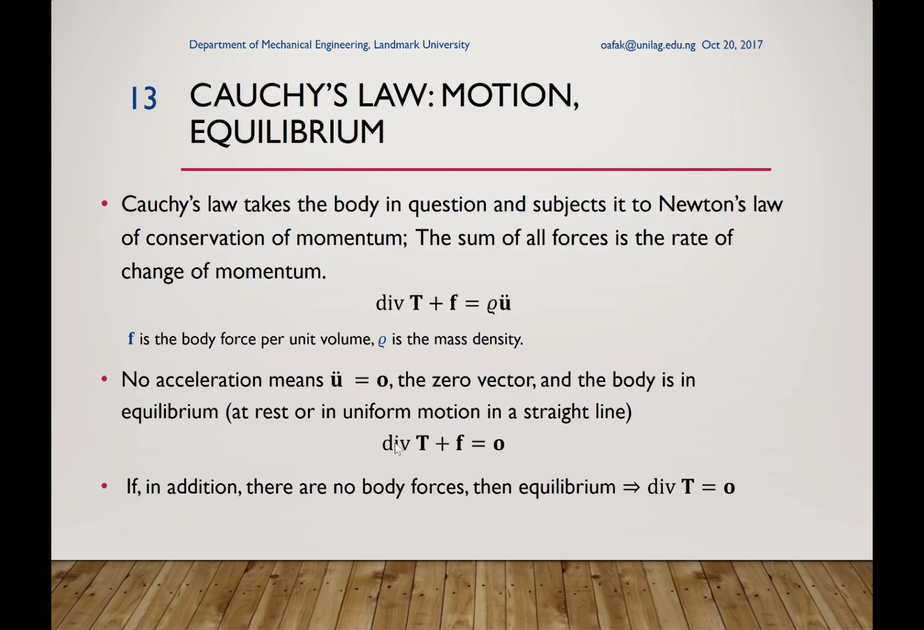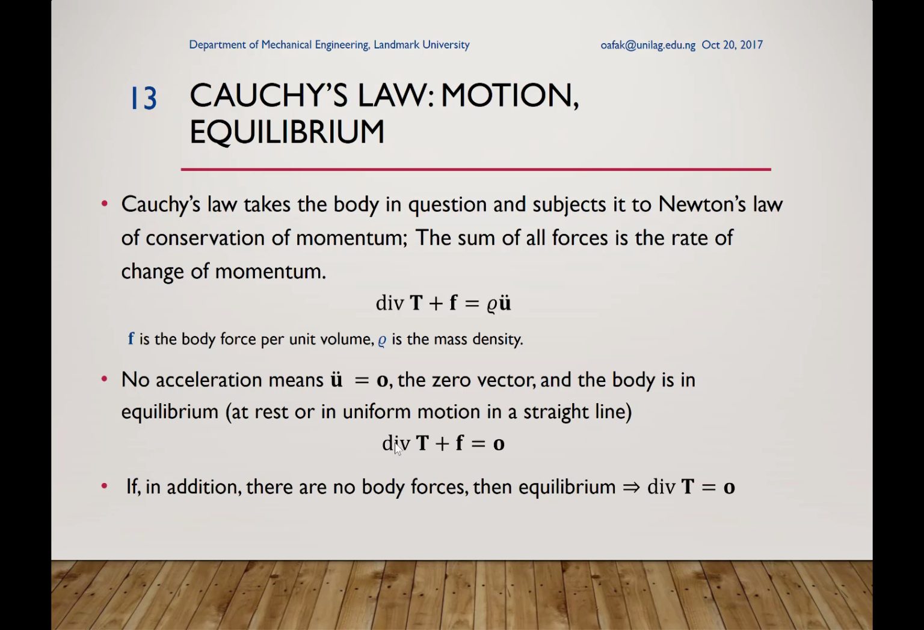So let's look at the equations now. The first equation, as we said, is the first law of motion by Cauchy. And it states, as we can see here, that the divergence of the stress tensor plus the body force per unit volume is equal to the density multiplied by the acceleration. F here is the body force per unit volume, and rho is the mass density.